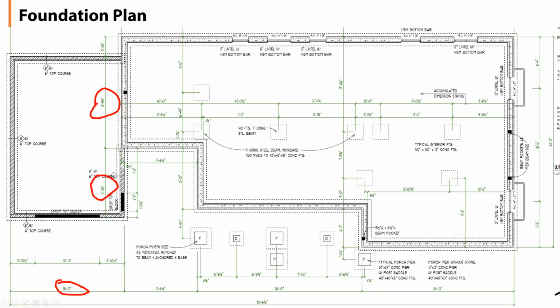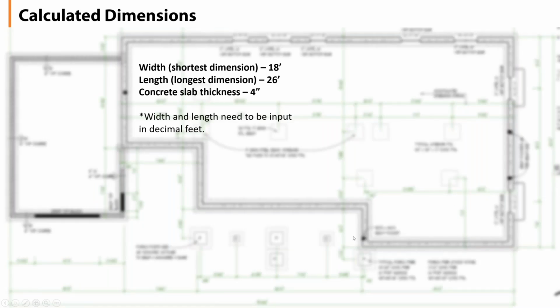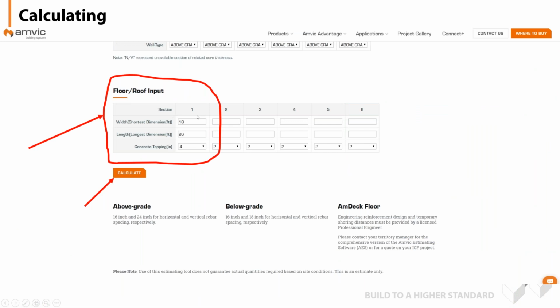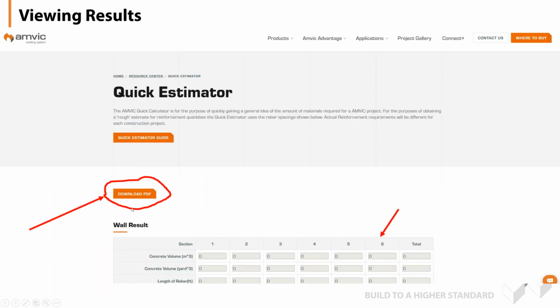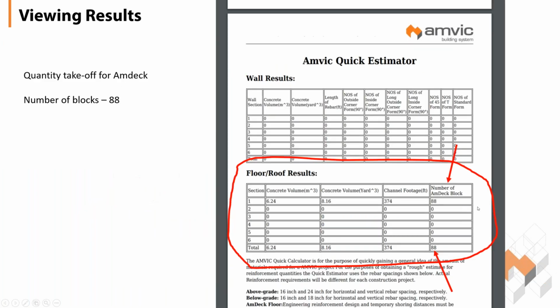So we're taking the dimensions of the two side walls, this one, which is the same distance over here, and the front and back. So we've got 18 feet and then a total of approximately 26 feet here, so 18 feet, 26 feet, and we're going to go with a 4-inch concrete slab. And this would go into your calculator as 18 for the shortest distance, 26 for the longest, and a 4-inch topping. Click calculate, and again, download the PDF, and you will find that you'll get your concrete volume in meters and in square yards, the length of channel footage, and the number of Amdeck blocks.